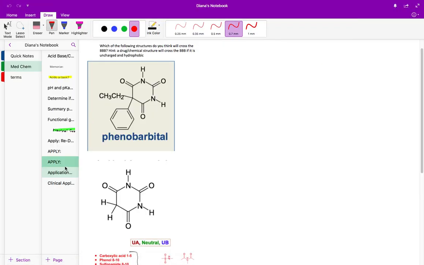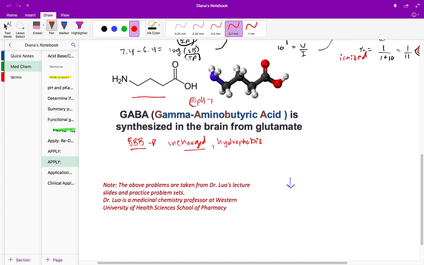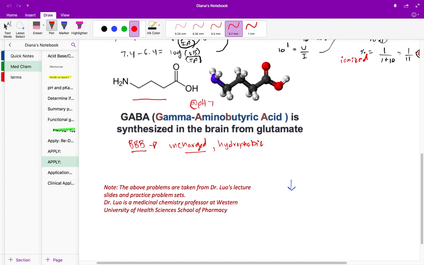In the last video, we ended with a question about the neurotransmitter GABA, and the question was whether or not you think at physiological pH GABA would cross the blood-brain barrier. And we said that to cross the blood-brain barrier, we would need a structure that is primarily uncharged and hydrophobic. So we want to apply our acid-base chemistry here.